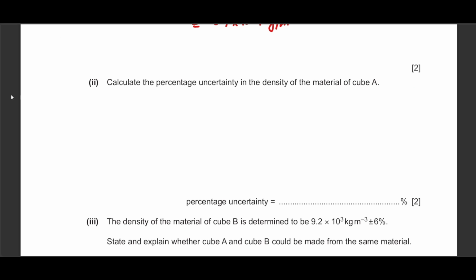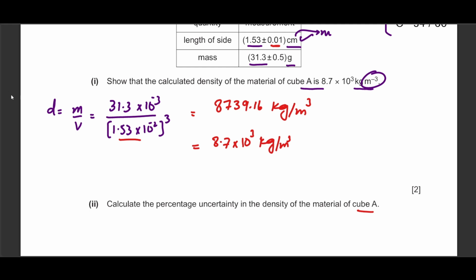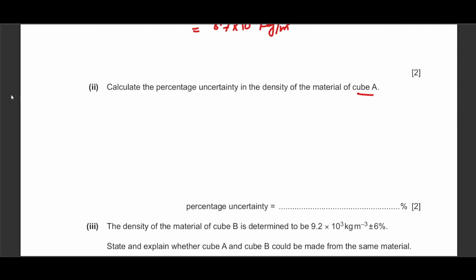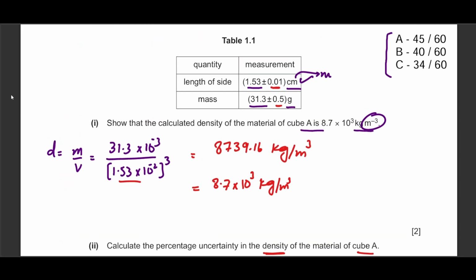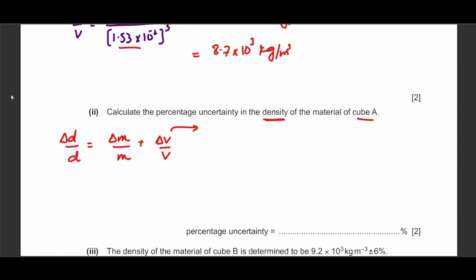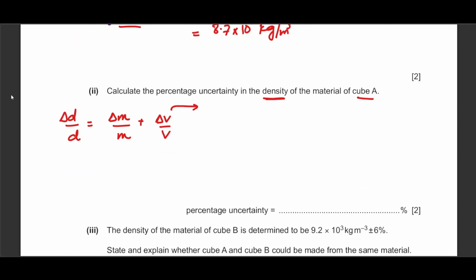Calculate the percentage uncertainty in density of the material cube A. Now, the absolute uncertainties are also given to you. We are going to use the formula for density because the density's uncertainty is required by us to be calculated. So this will be the error in D divided by D equals the contributors of the formula. So this will be delta M divided by M plus, it could be delta V divided by V. But since we know this volume is calculated by this length being multiplied 3 times with itself, instead of this, we can write 3 into delta L divided by L.